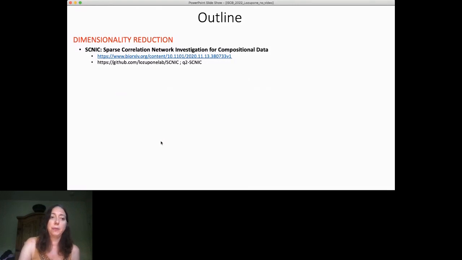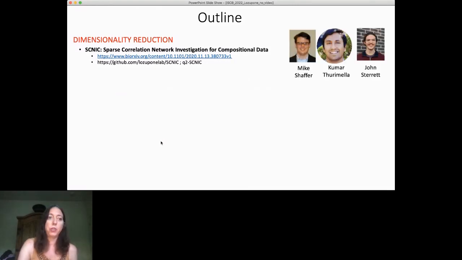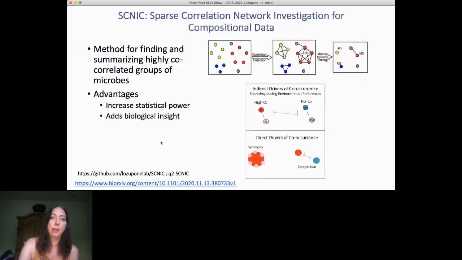So starting off with dimensionality reduction, I'm going to show you work on SCNIC, which was conducted in my lab by Mike Schaffer, Kumar Thurimella, and John Sterrett. SCNIC is a method for finding and summarizing highly co-correlated groups of microbes. Why would you want to do this? So one reason is it can increase statistical power.